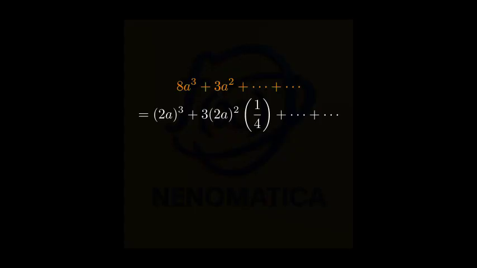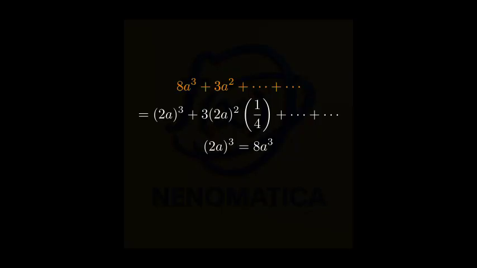Let's verify this is correct by looking at the first term. In a binomial expansion of the form (x plus y) cubed, the first term is x cubed. In our case, that would be (2a) cubed, which equals 8a cubed. This matches our first term in the original expression, so we're on the right track.